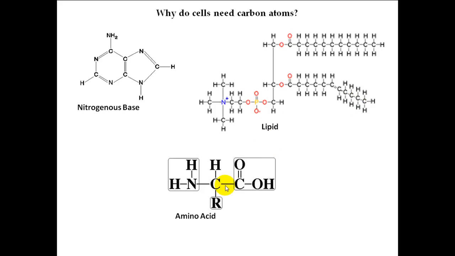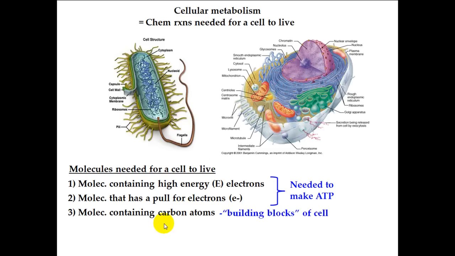Amino acids, which are strung together to make proteins, also have carbons in them. So we're saying here that in order to stay alive, a cell needs access to carbon atoms. The reason is that carbon atoms are basically used to build everything that you find inside of a cell. So that's why this is important. Those molecules containing carbon atoms serve as building blocks of a cell.